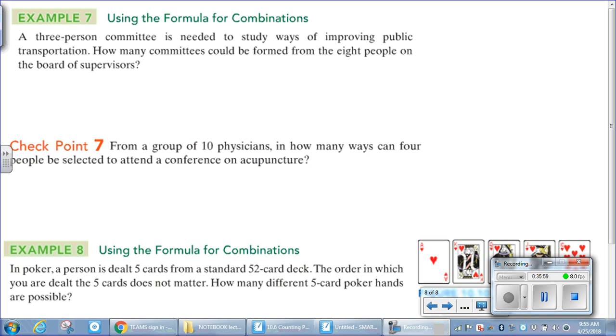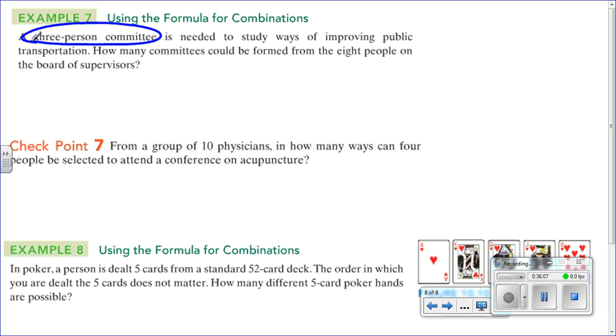So let's move on to example 7. A 3-person committee is needed to study ways of improving public transportation. How many committees could be formed from the 8 people on the board of supervisors? In this case, I can write it this way, 8, and we are going to choose 3. And it is a combination because we're talking about a 3-person committee. The order doesn't matter.